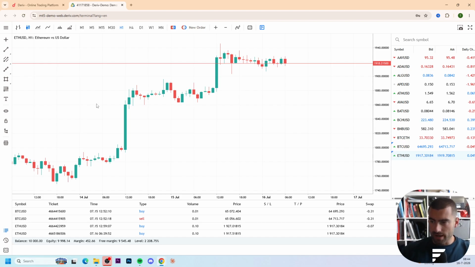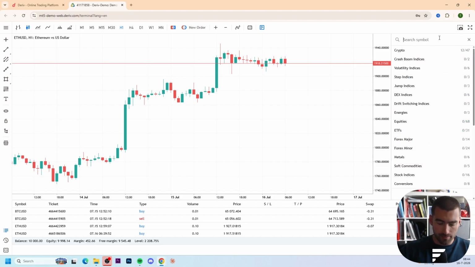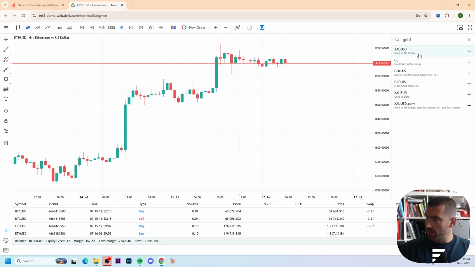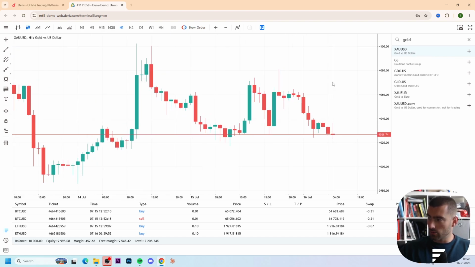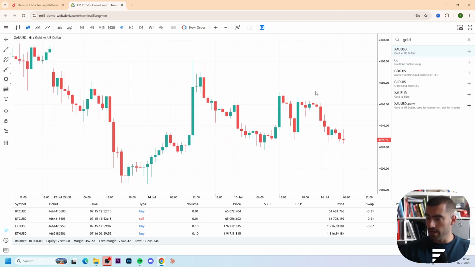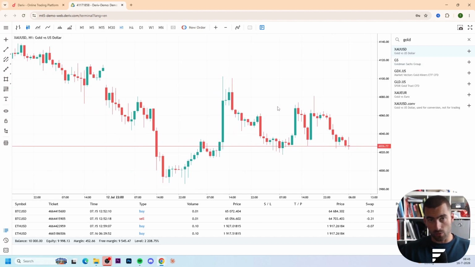So let's start right here with searching for gold. And then we go right here to search symbol and then we fill in right here gold. Then you will find right here XAUUSD, and that means gold versus US dollars. So this is exactly what you need to know. So if I click right here on the XAU US dollars, you will find right here the chart of gold.